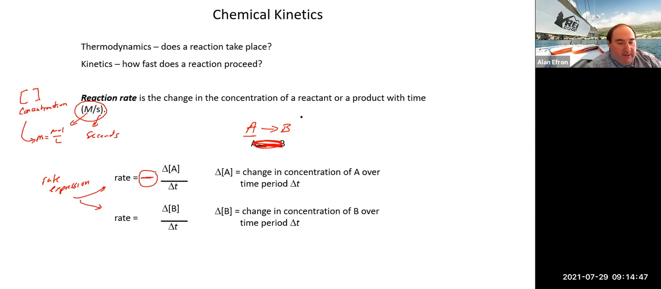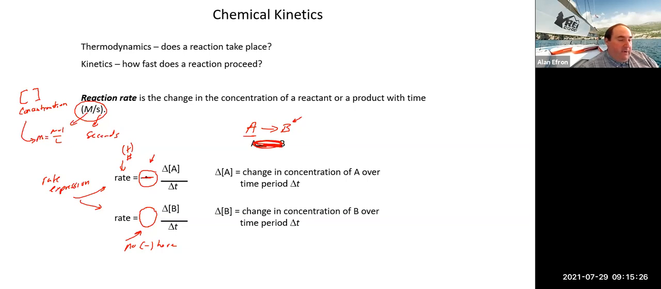We could also write a rate expression for our product over here: the rate is equal to the change in concentration of B over the change in time. I will circle this here and note that there is no negative on that one. No negative here, but negative here, which is really important. It's important because typically when you calculate the rate of a reaction, that rate is usually a positive number.